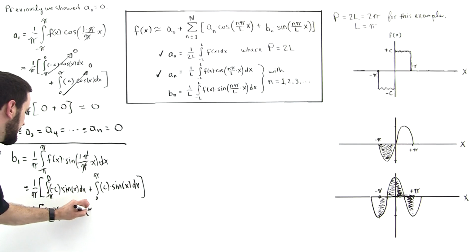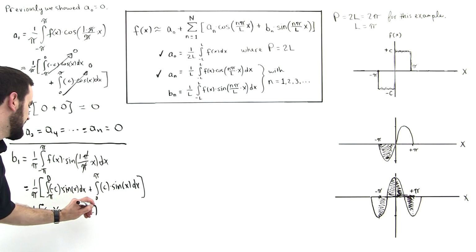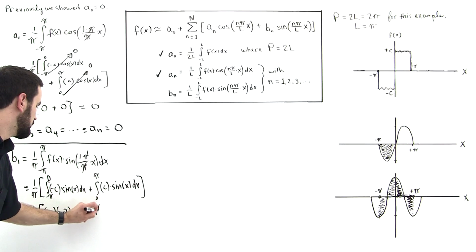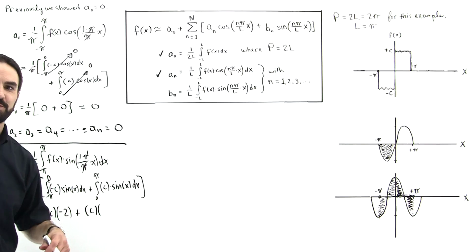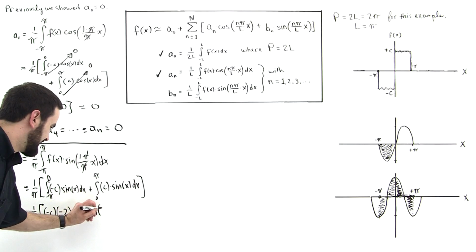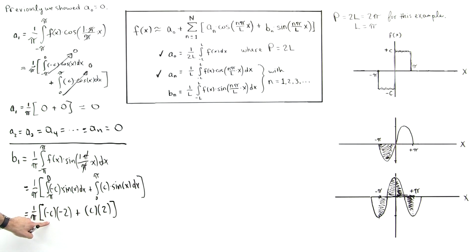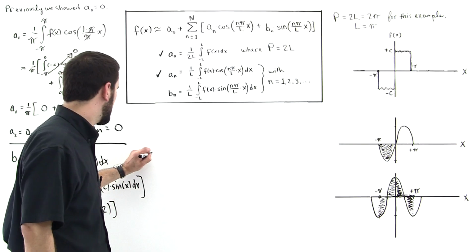Plus, and then the integral, this c factors out, the integral of sine x from 0 to pi is 2. And not 0 to 2 pi, it's 0 going to pi. So this is 2. So you see these negatives canceling? So now we have 2c plus 2c is 4c. We have 4c over pi. Okay, so that's our first b. Let's do b2.